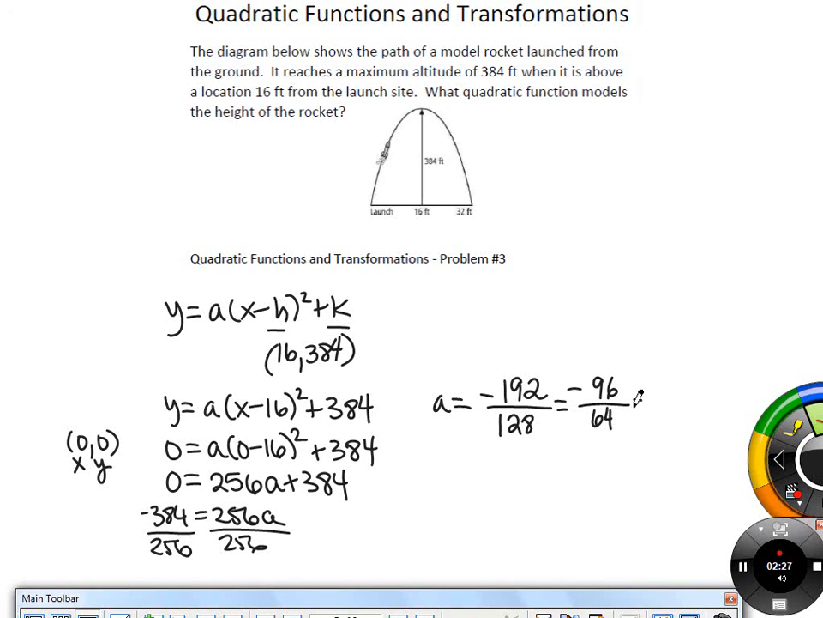All right, so both of these are divisible by 8. And then both of those are divisible by 4. All right, so that's the same thing as negative 3 over 2. Okay, so I'm going to go ahead and plug that in as my a value, and I'm going to have my equation. So y equals negative 3 over 2, x minus 16 squared plus 384.